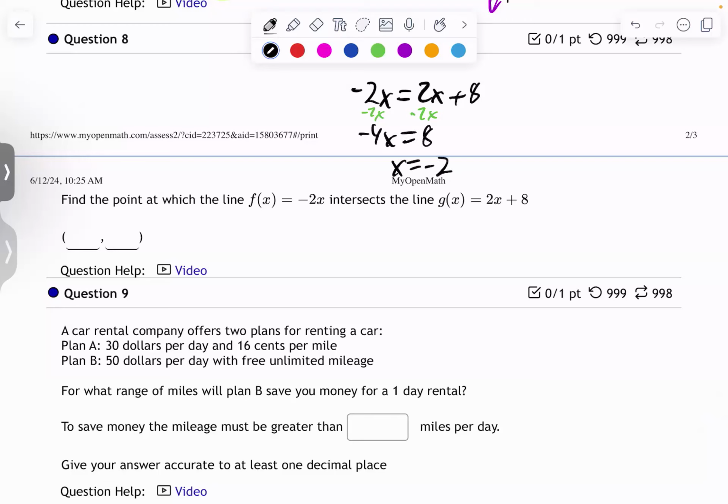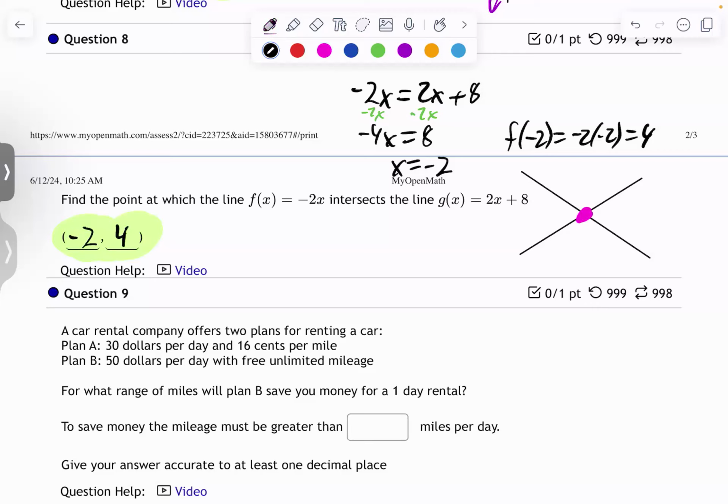So the x coordinate is negative 2. I can plug into either one to find the y coordinate. So I plugged into the function f. So the point (-2, 4) is where these two lines cross one another. In other words, if you have two lines and they're going to cross, we are looking for exactly that single point where the two cross.